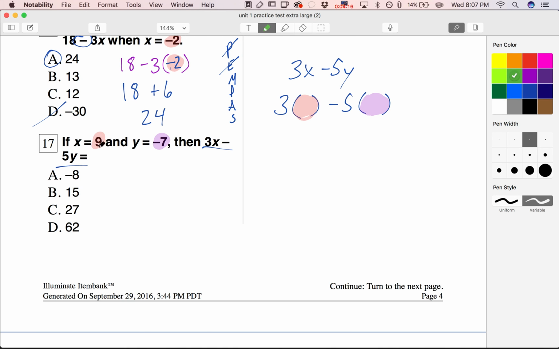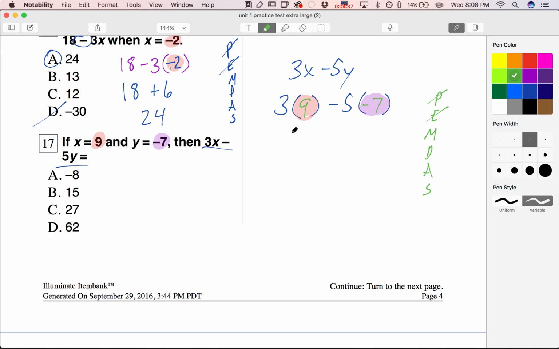So plug in x, which is 9, right? Plug in the negative 7 here. PEMDAS at this point. Parentheses, yes, but there's nothing to do in them. Exponents, nothing to do. They're all on ones. Multiplication, yes. So we're going to multiply first.